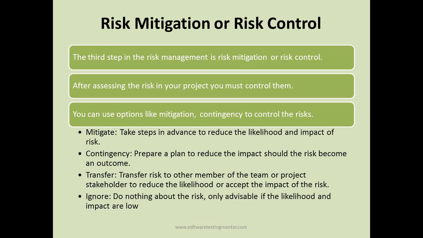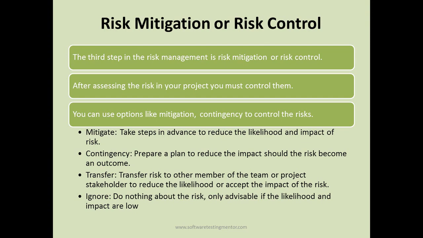So mitigation is to take steps in advance to reduce the likelihood and impact of the risk. So for example, there is a high likelihood of a risk happening, so you take advance steps to test that module rigorously. You focus on that module more, you have more test cases and more testers testing that module, so that the likelihood and the impact of the failure is not much in case that module fails. So that's the first step you can take to control the risk.